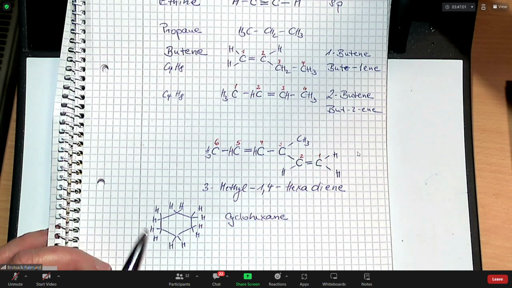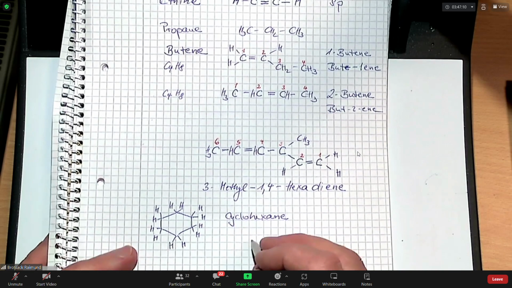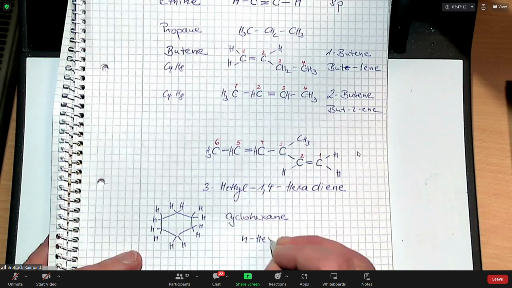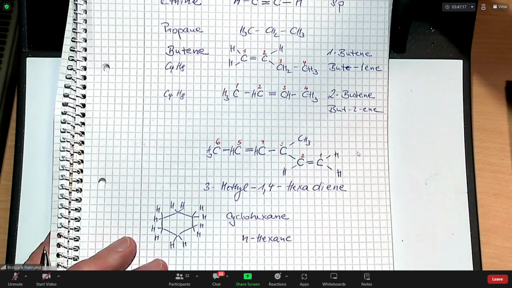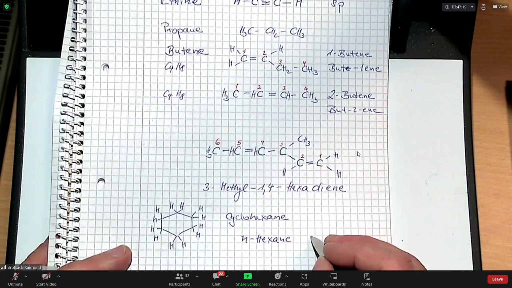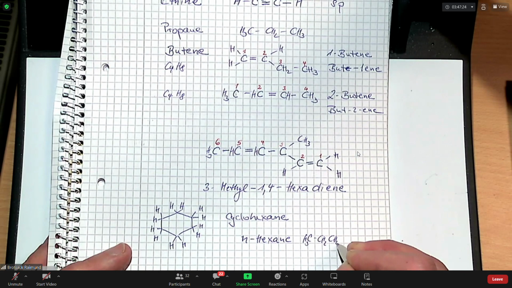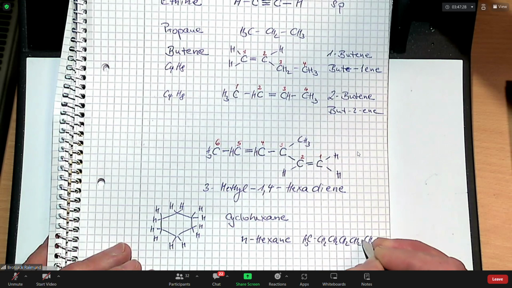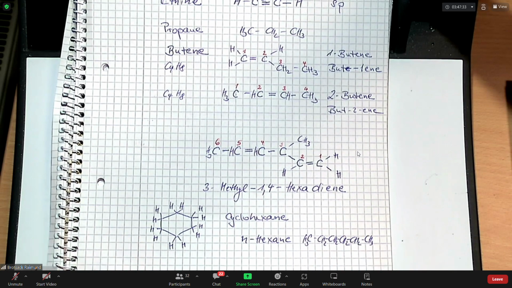It's purely aliphatic, but cyclic. No double, no triple bond. The difference from n-hexane: the n stands for the linear one. This is CH3, CH2, CH2, CH2, CH2, CH3. 1, 2, 3, 4, 5, 6.